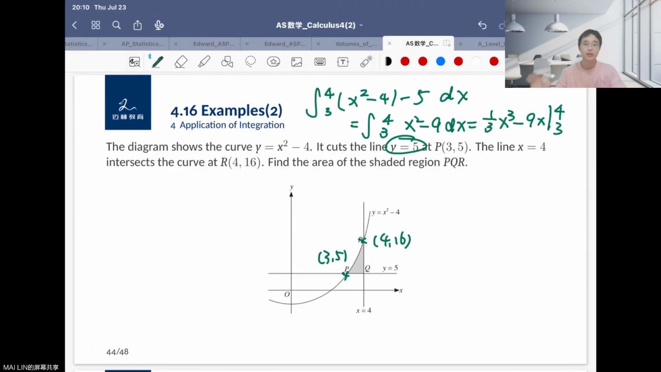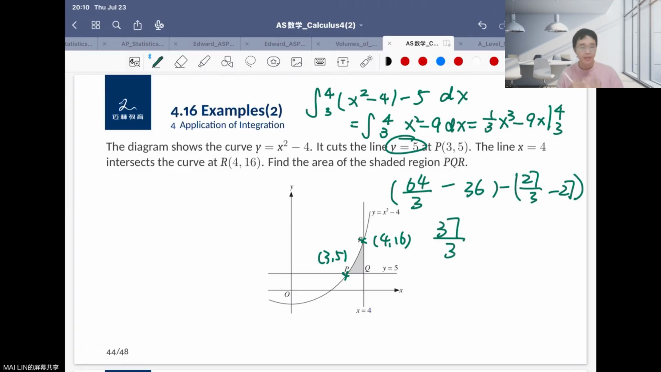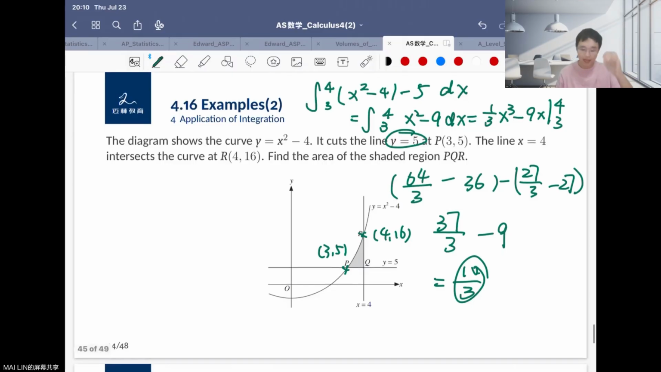Then we just put 4 and 3 into it. So that becomes 64 over 3, and minus 4 times 9 is 36. And then we have to minus 27 over 3 minus 27, right? Okay, so first, 64 over 3 minus 27 over 3 is 37 over 3, right? And minus 36 plus 27 is minus 9, right? So after calculating, you find the shaded area is 10 over 3 units, okay? So that is how we calculate the shaded region here, just using integration, using the upper bound minus the lower bound, okay?